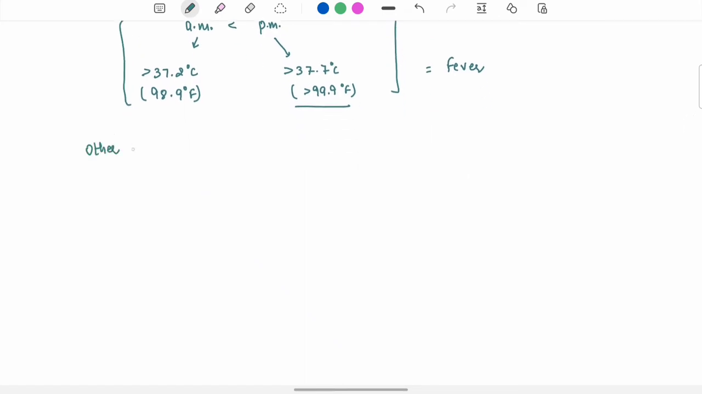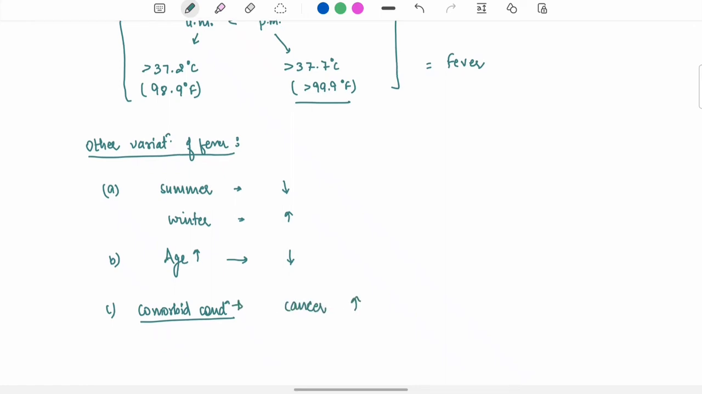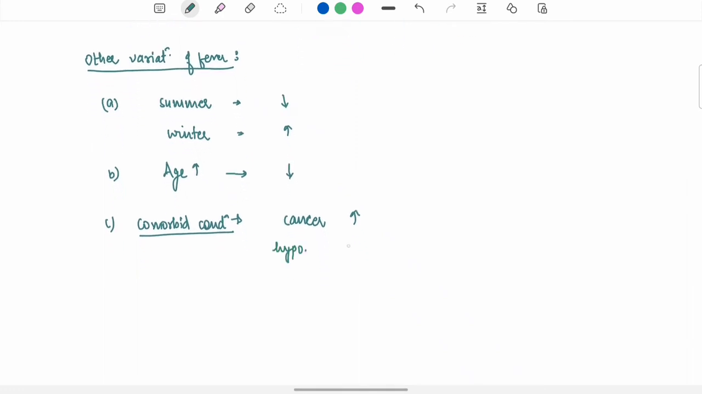Other variations of temperature. In summer, there is less temperature; in winter, more temperature. Second, as age increases, core body temperature decreases. Third, it is affected by comorbid conditions: cancer, increase; hypothyroidism, decrease; hyperthyroidism, increase.